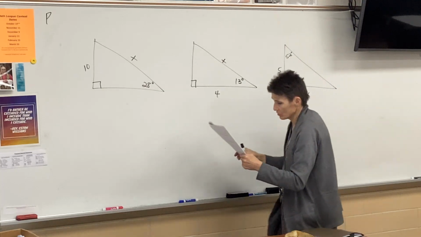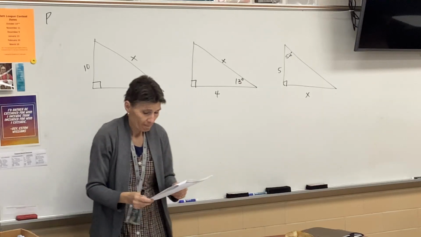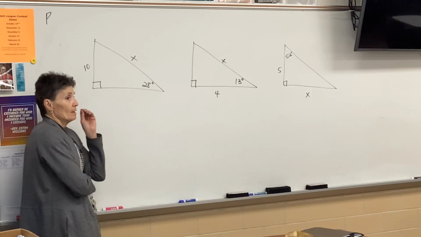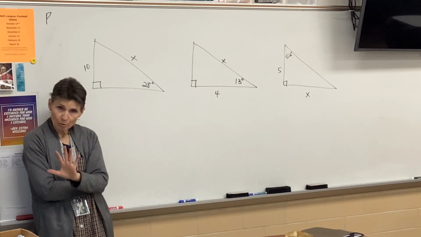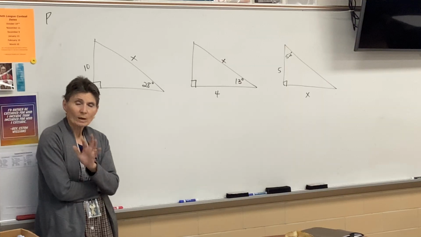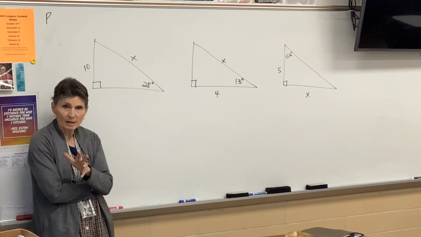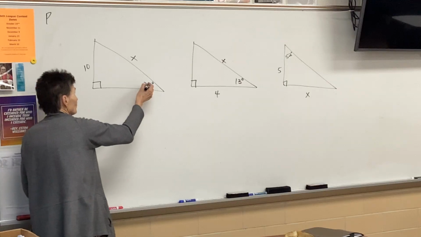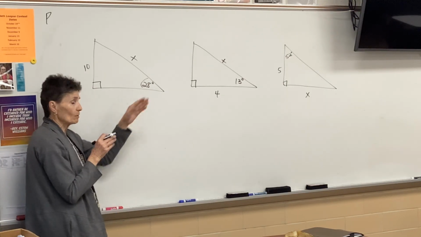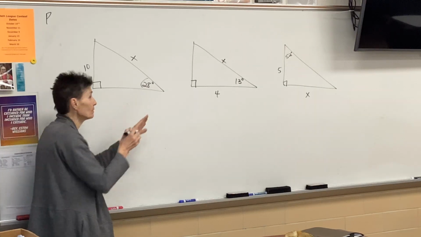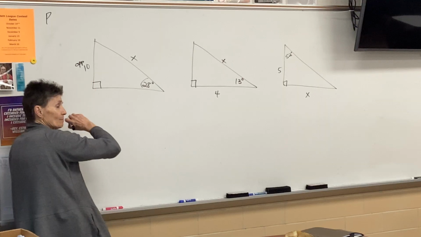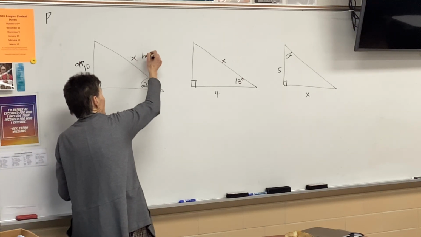All right, so here are the first 3. Solve for x. Okay, first thing you need to do when you look at your picture is figure out what's opposite, what's adjacent, what's hypotenuse. This is the angle you use. Use the angle they gave you. They gave me this angle right here. So I'm going to use that angle to determine that the 10 is opposite and the x is the hypotenuse.